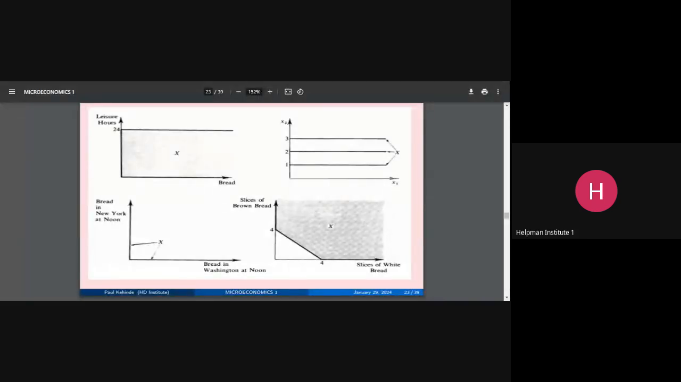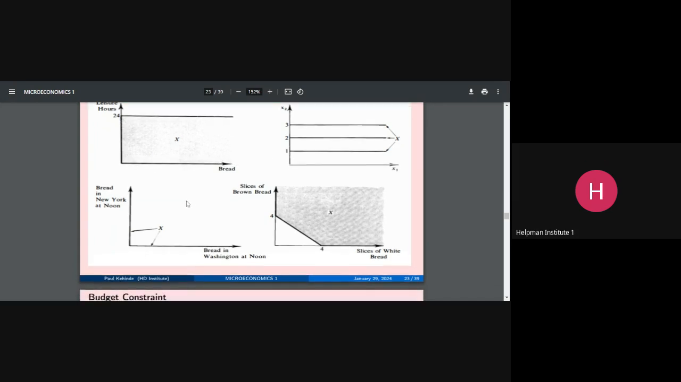So for instance, when one needs to check, there's a time constraint. So in the production of bread, the time constraint is 24 hours. So also we look at consumption of bread in New York and consumption of bread in Washington. And we also said that it's not feasible to consume this bread at this time at different locations.